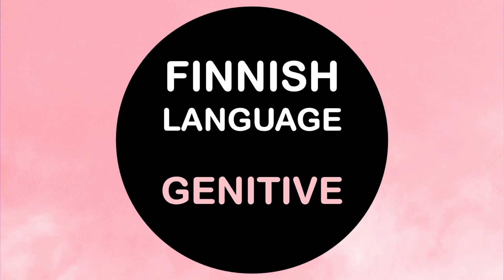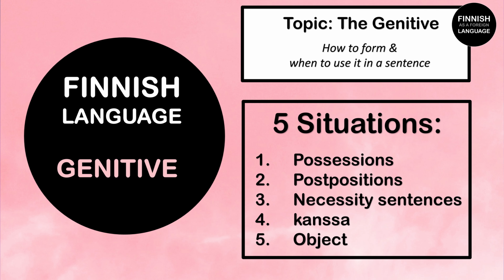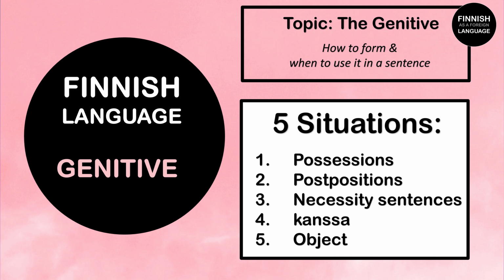So today we are going to learn about the genitive case, how to form it and when to use it in a sentence. In this video I'm going to show you 5 different situations where the genitive case is needed. This is when we're talking about possessions, past positions, or if you want to form a necessity sentence. Then it's also used in combinations with the word ganze, which means with, and at the end of this video we will also learn when the object of a sentence has to stand in the genitive case.